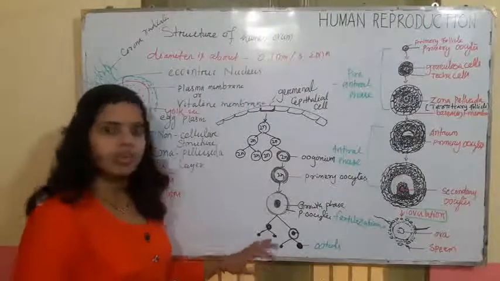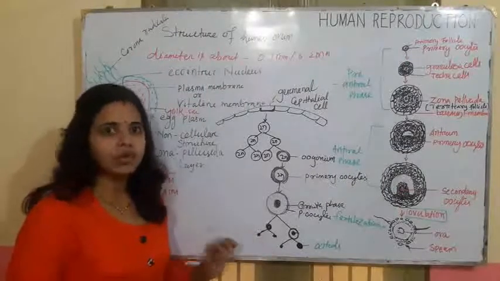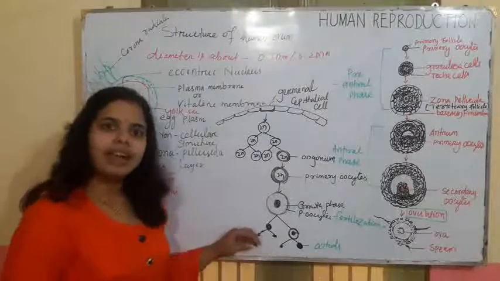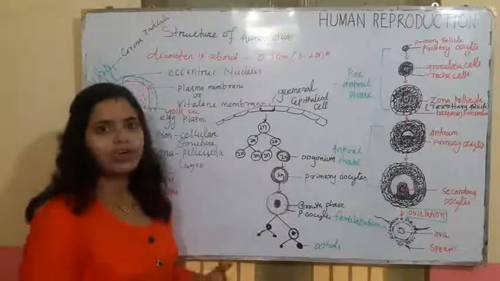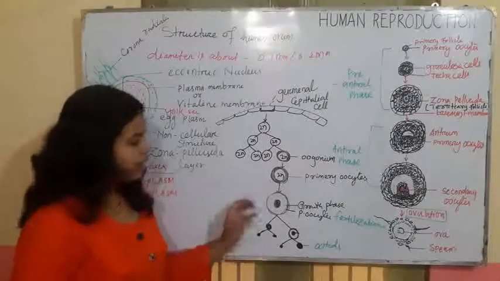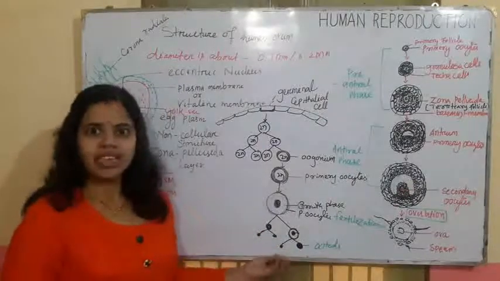Why are very small polar bodies formed? Because there is no use of the polar bodies and they will slowly disintegrate. That's why, to avoid wasting the cytoplasmic organelles, an unequal distribution takes place here.